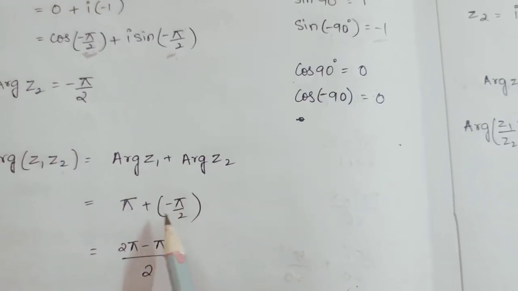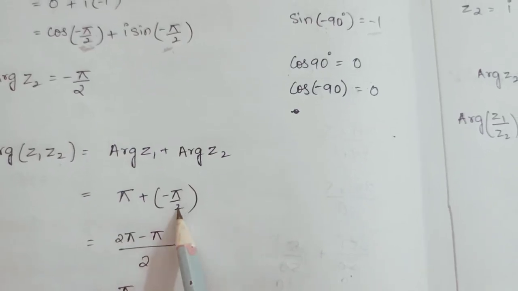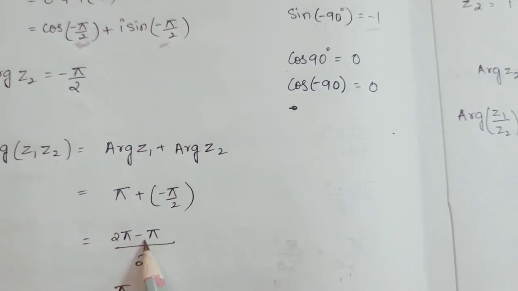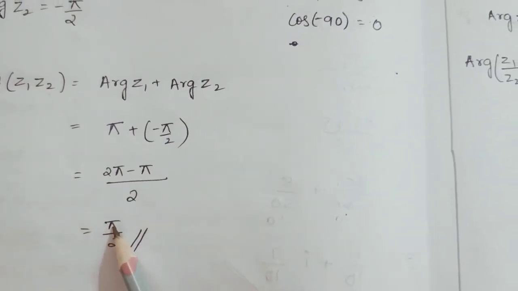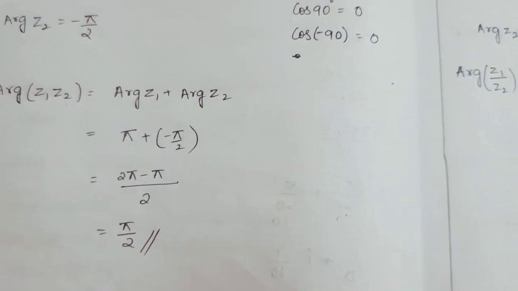Here fraction is there, so take LCM. LCM will be 2 and these 2 will be multiplied here. 2 pi minus pi by 2. So 2 pi minus pi is nothing but pi by 2, is the answer.